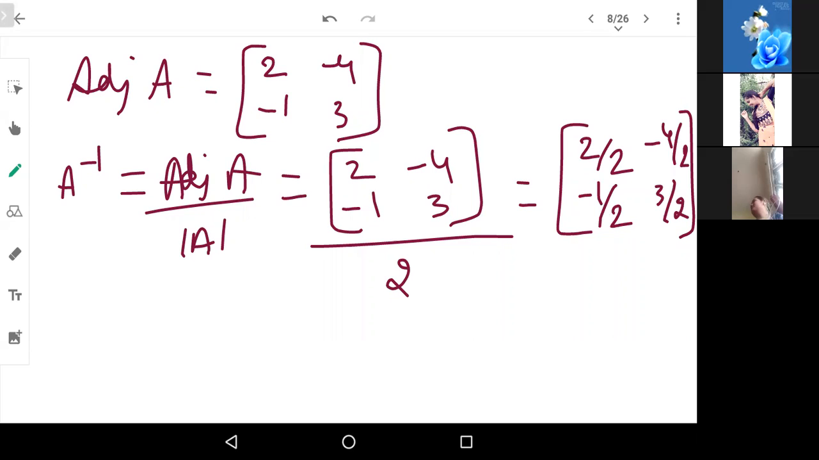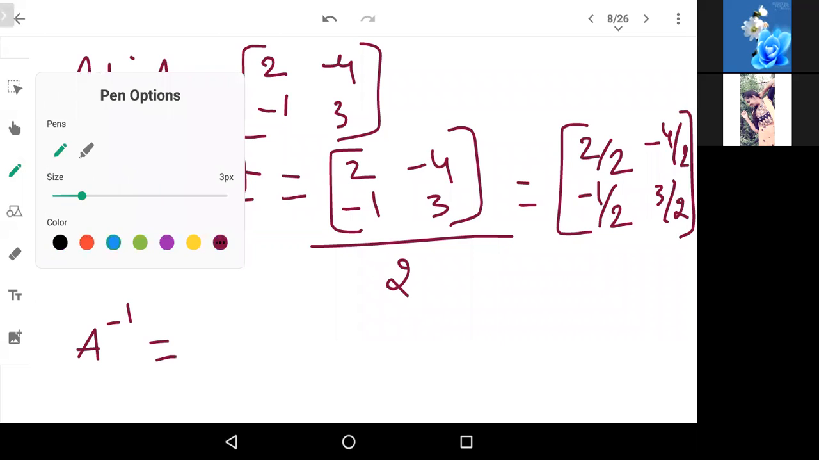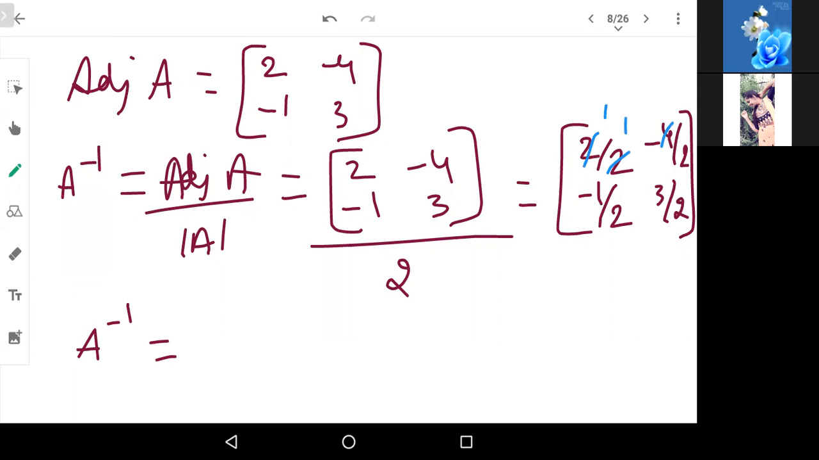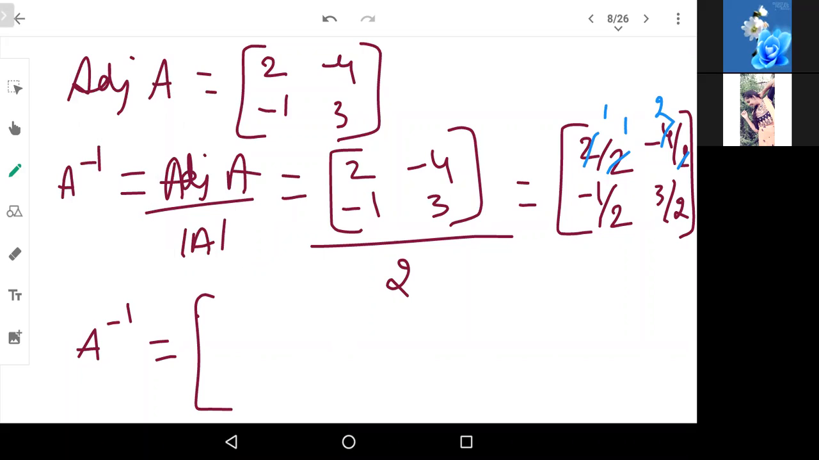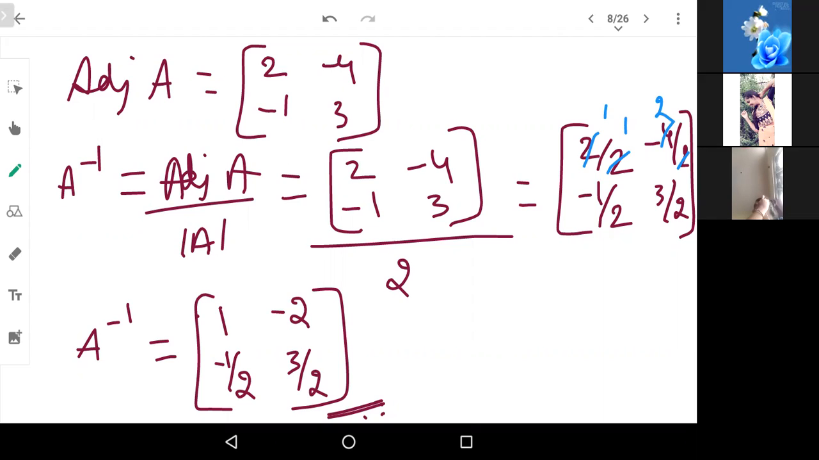Okay, now the next step, or the final step, to find A inverse. 2 ones are 2, 2 twos are 4, and then we cannot do anything with the other 2. So 1, you have -2, -1 by 2 and 3 by 2. This is the inverse of matrix A. Understood?